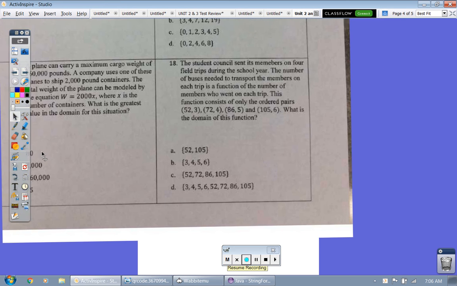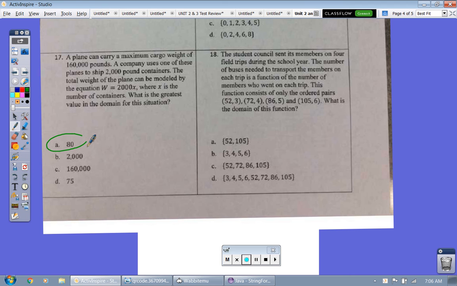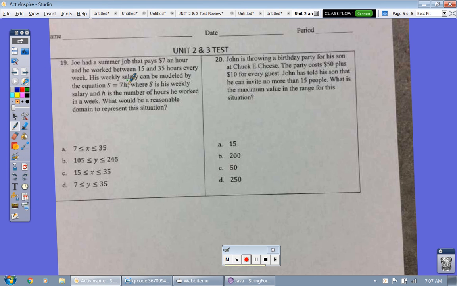We did 17, that one was on our review, that one was simple. So I'm not going to go over that one. So on 18, it's asking what is the domain, what are the x values: 52, 72, 86, 105, boom. That's it.